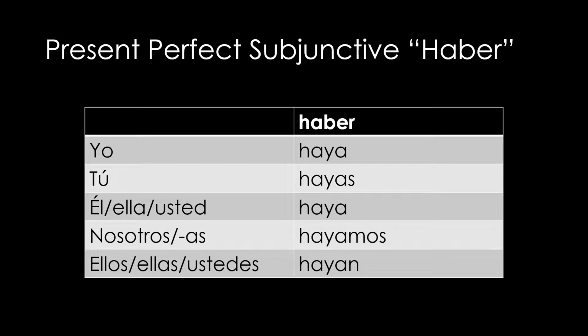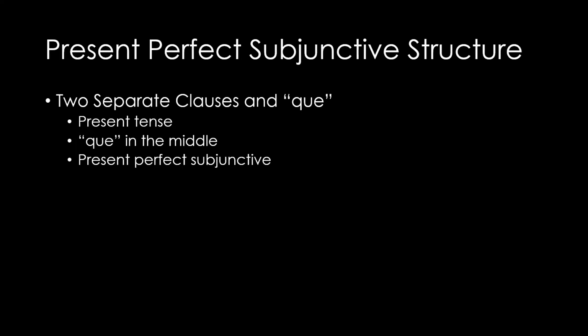When looking at haber and the present perfect subjunctive, we get the following conjugations. Yo, haya, tú, hayas, él, ella, usted, haya, nosotros o nosotras, hayamos, and ellos, ellas, ustedes, hayan. With all of these conjugations, the past participle is still added after the verb haber. The sentence structure of the present perfect subjunctive includes two individual clauses. At the beginning, there is a present tense clause, which is followed by que, which is then followed by our present perfect subjunctive clause. Let's look at some examples.